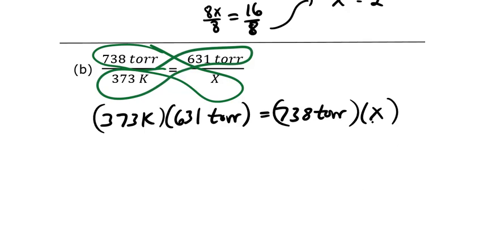So instead of actually writing that over again, I'm going to just skip that and say x. But the other side, you have to remember to divide by 738 torr. So I'm going to do that. I'm going to rewrite it.